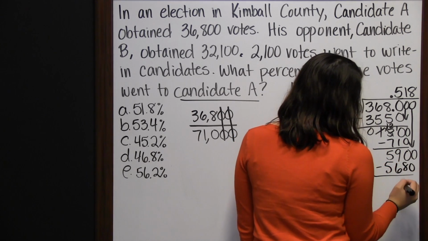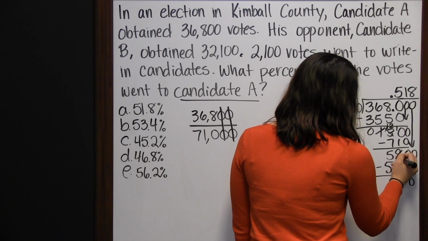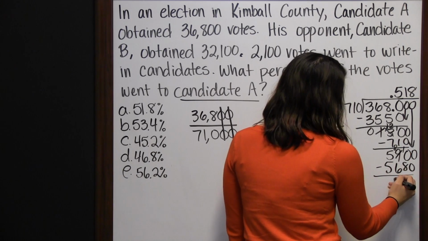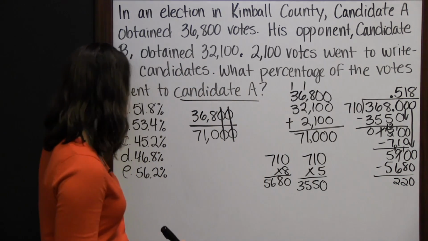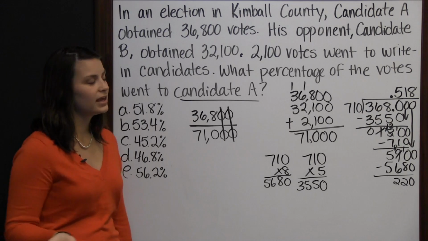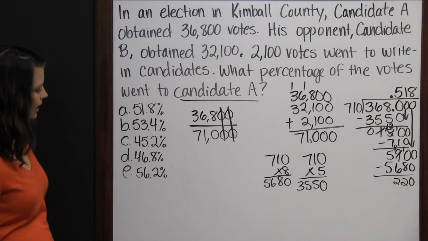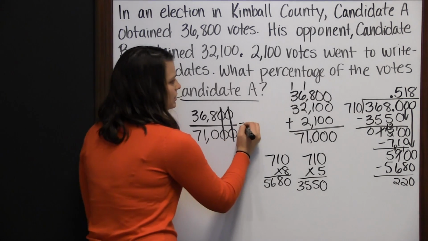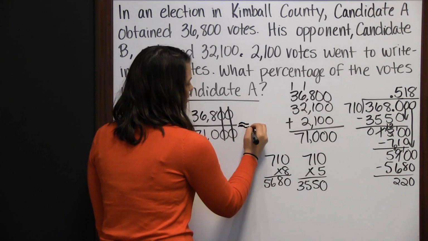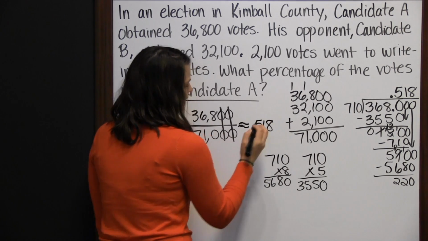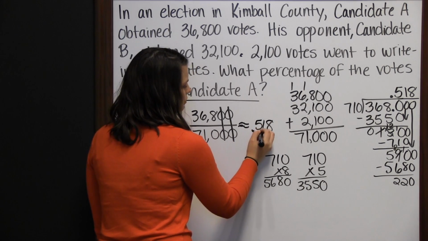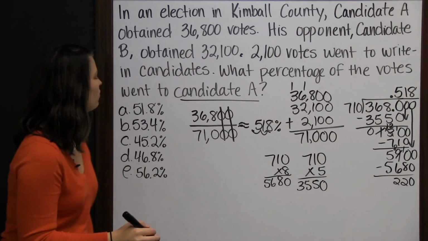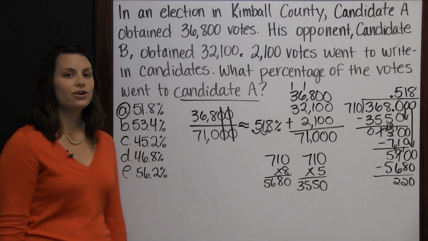And we have 5,680. We can subtract, and that's 0. Borrow from the 9, that's an 8, so that's 10. 10 minus 8 is 2. 8 minus 6 is 2, so we get 220. And we could keep going, but really, that's all I need to know, because as I look at my answers, it's very clear which one of these is my answer. It's about 518 thousandths, and then when we change it into our percent, we move our decimal 2 places to the right, we get 51.8%, which is answer A.